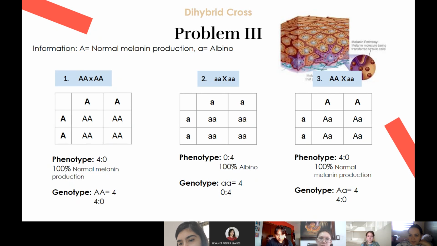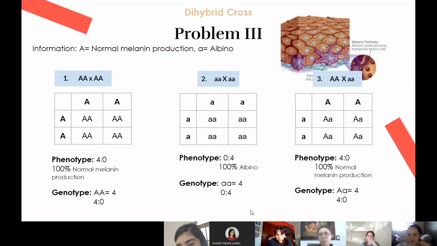In the second one, the phenotype is 0 to 4, and this was 100% albino. The genotype was 4 times aa in lowercase. In the third exercise, the phenotype is 4 to 0, and it was 100% normal melanin production. The genotype was uppercase A and lowercase a, meaning that this was heterozygous, 4 times.